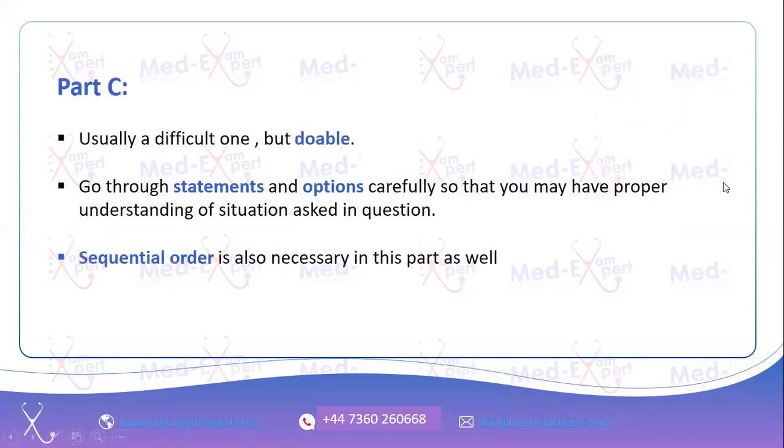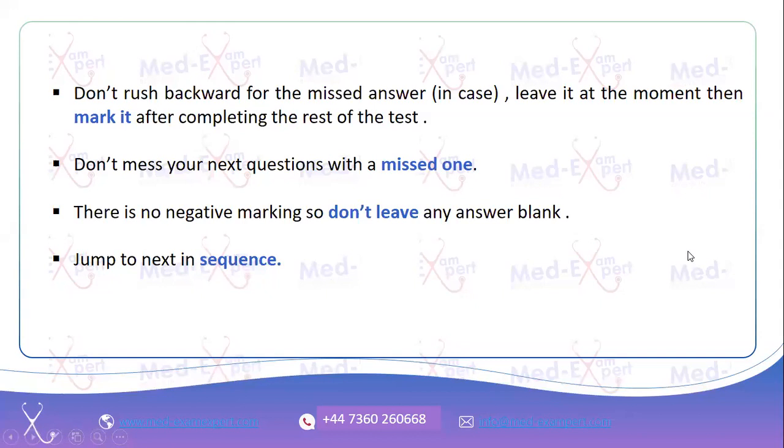And the next, part C, is usually a difficult one, but it is doable. It consists of 12 questions. You should go through statements and options carefully so that you have a proper understanding of the situation asked in these questions. Here also sequential order is necessary, and don't rush backward for a missed answer in any case. Leave it for the moment and mark it after completing the rest of the test.